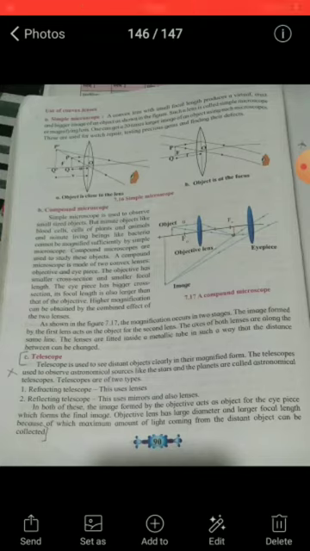First is the simple microscope. A convex lens with small focal length produces a virtual, erect and bigger image of an object as shown in the figure. You can see a virtual image on the same side of the object, and an erect image is formed and it is bigger than the object, with the help of the convex lens.